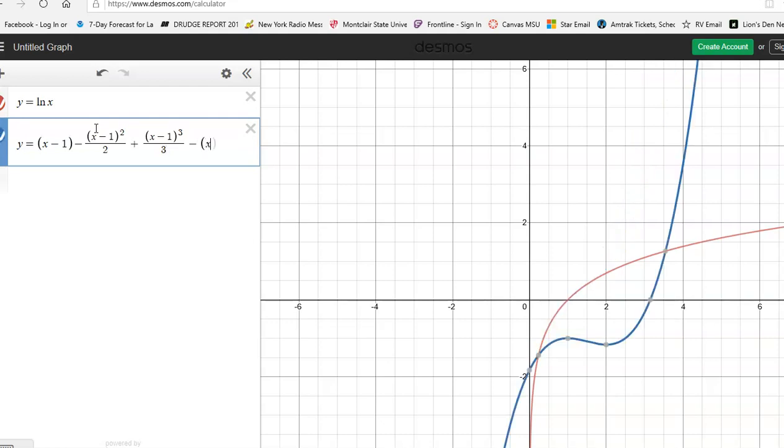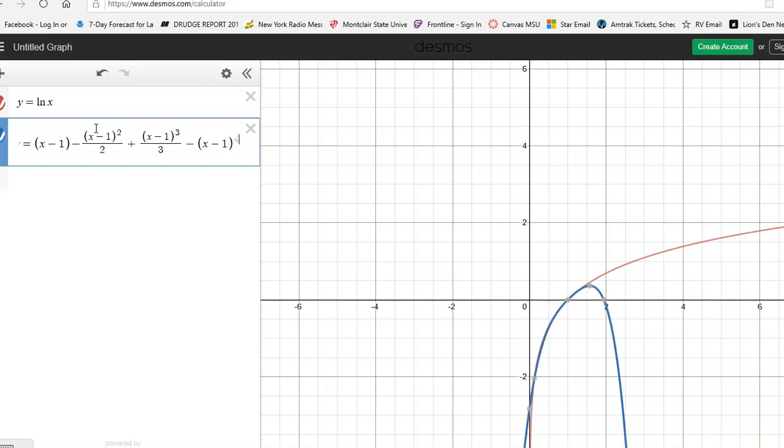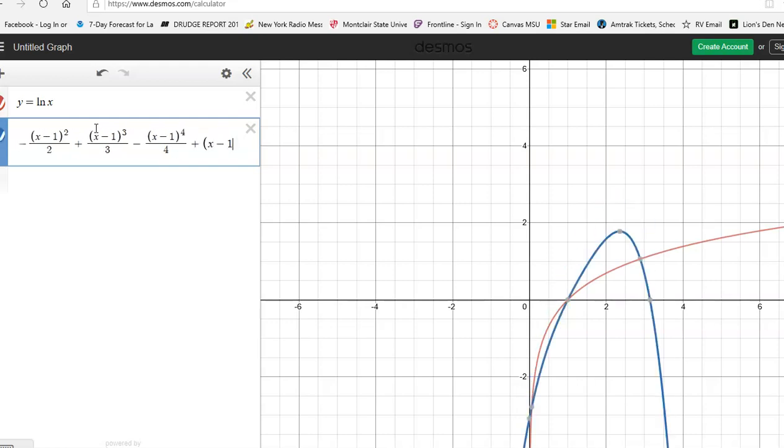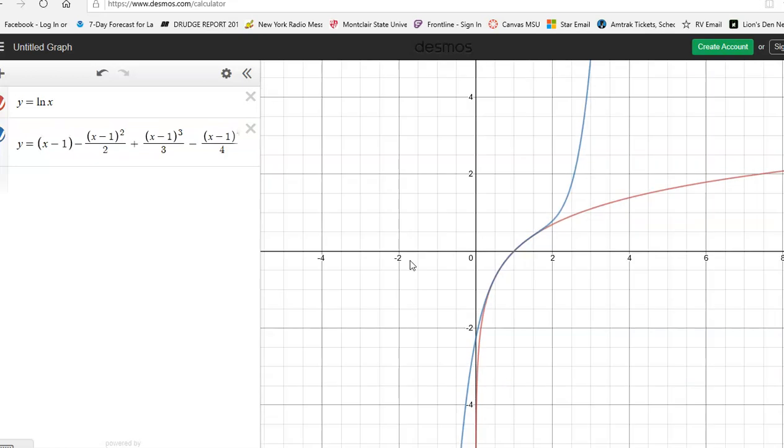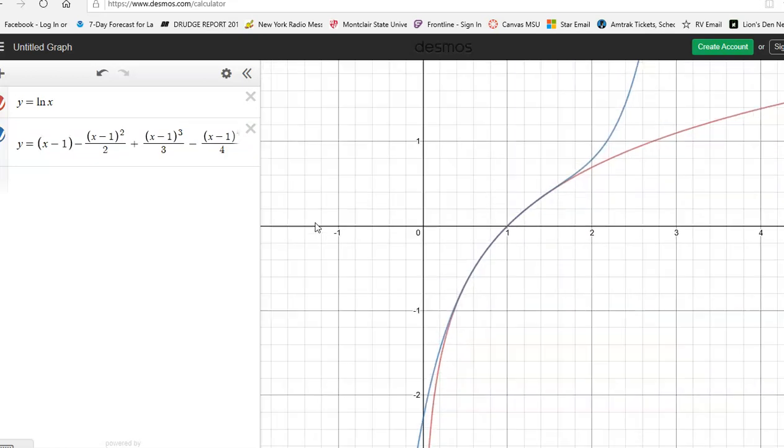Minus (x minus 1) to the fourth over 4. And then my last one will be plus (x minus 1) to the 5th over 5. Well, by the time I get to that 5th term, look how good of an approximation this is. If I had to make a guess, just looking at that information, I could figure out a couple of things. First of all, I can figure out that this thing is centered at x equals 1.